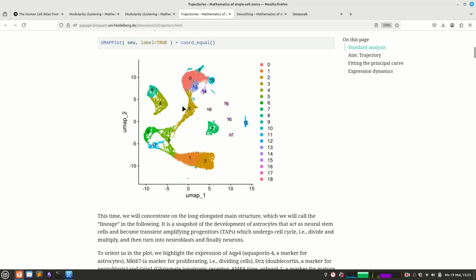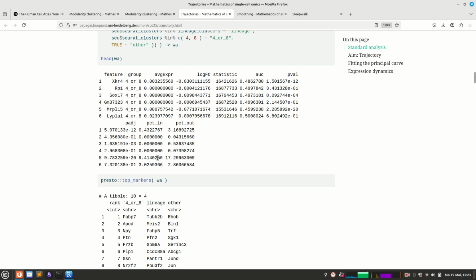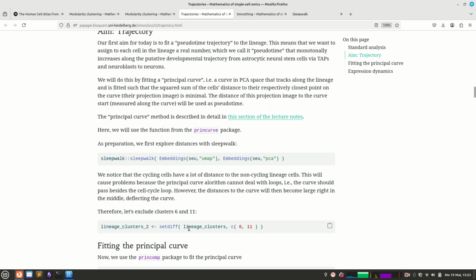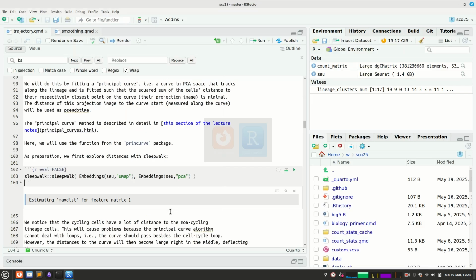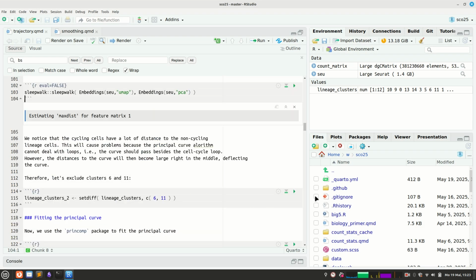That's what I have done here. So the cluster 6 and 11 I remove. And then I get my listed clusters 2, which are all the clusters in the lineage, except for rows here. Where have I put this here? Exactly. And now lineage clusters are these here.